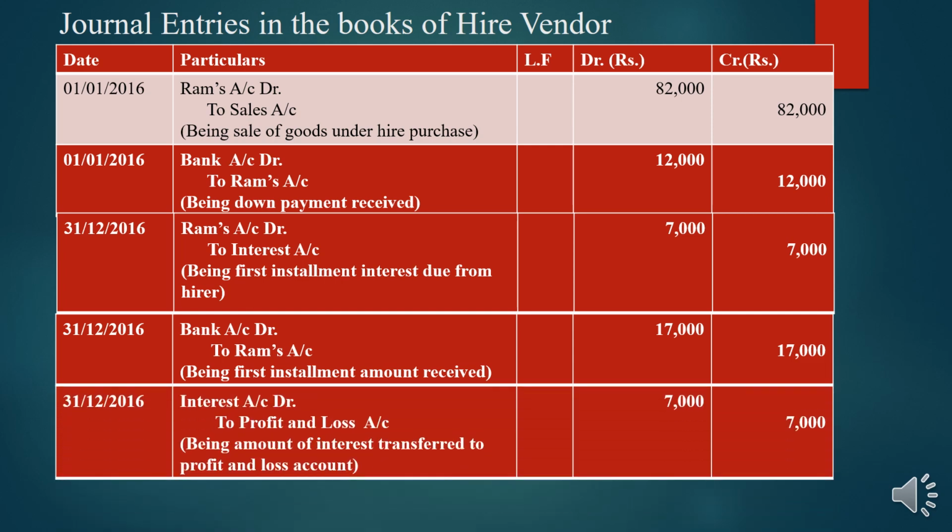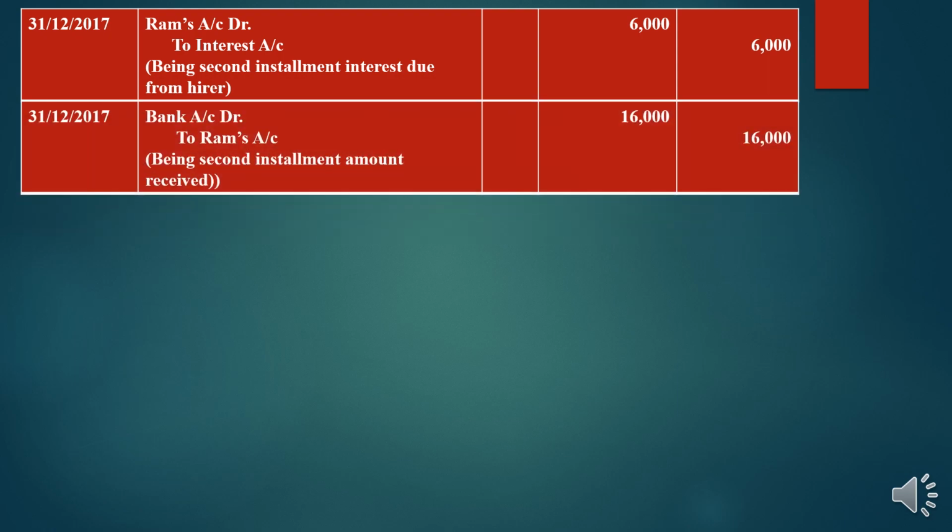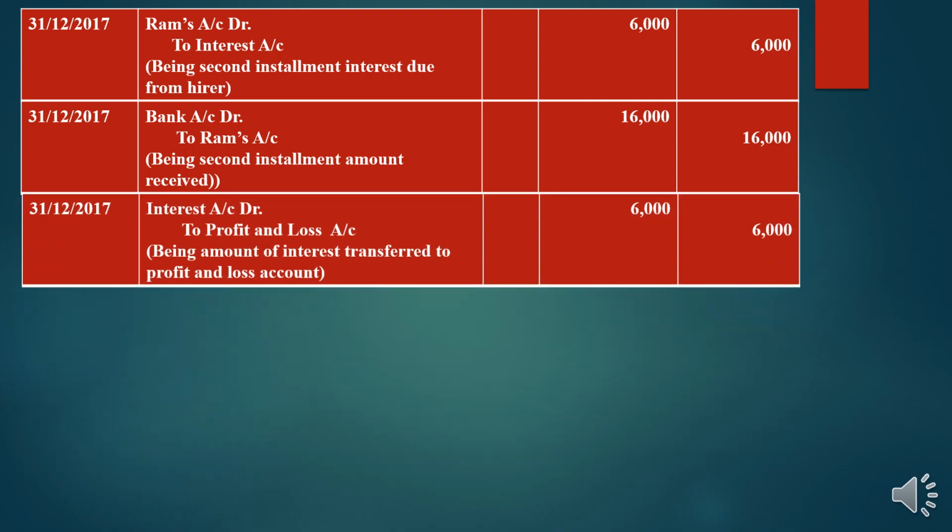The next journal entry is to transfer the interest to profit and loss account. Again on the same date, end of the year 31st 2016, interest account debit to profit and loss account. Next journal entry for the next year, Ram's account debit to interest account for installment interest due from the hirer, 6,000 amount. Next, to show the installment amount received, bank account debit to Ram's account 16,000. Next, to transfer the interest to profit and loss account, interest account debit to profit and loss account.